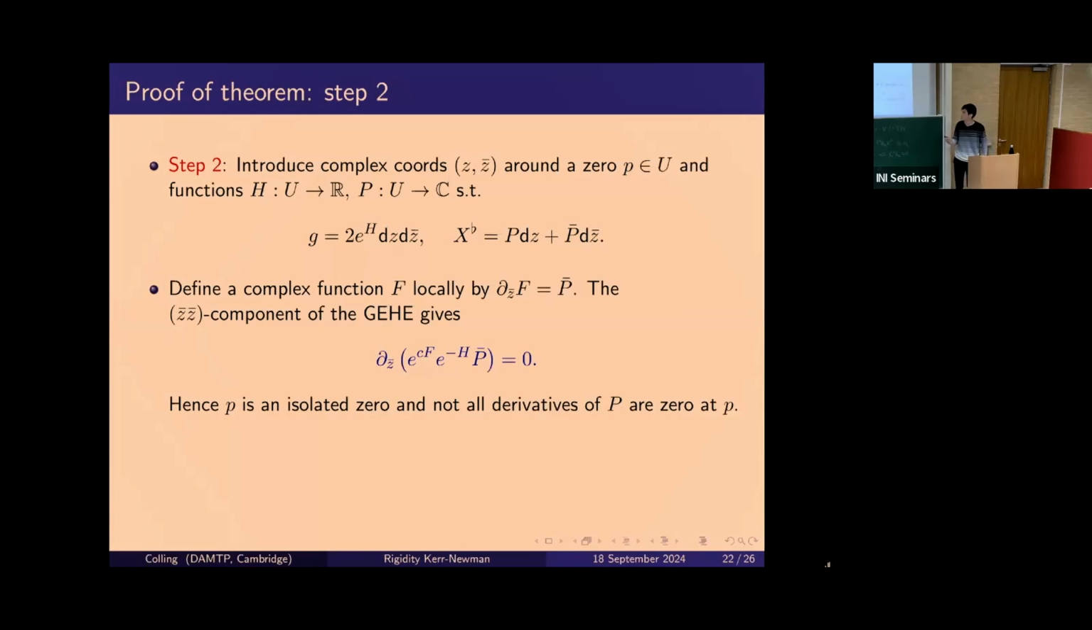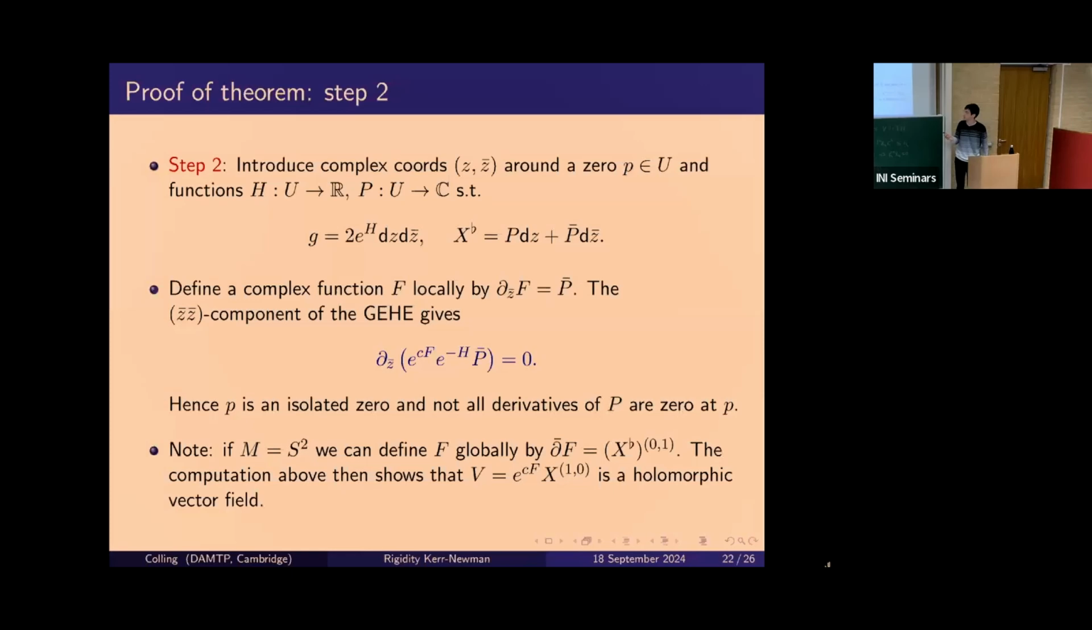And just to note, if we were to already know that M is a two-sphere, then this function f actually exists globally. We could introduce it by del bar of f is the 0,1 part of the one-form dual to x. Here the 0,1 refers to the decomposition of the complexified cotangent space with respect to the complex structure. And I'm using the fact that every 0,1 form on the sphere is del bar of some complex function. And then, well, this computation actually has some global consequences.